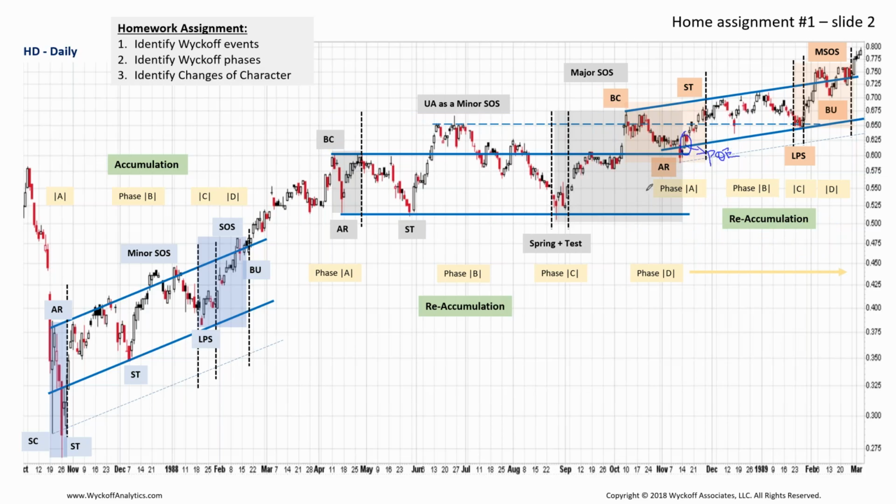This would be my next to last point of entry here, just based on this. The first one is going to be the spring itself, then the reversal of the spring, the sign of strength bar, and then you have to stop because of the resistance level.